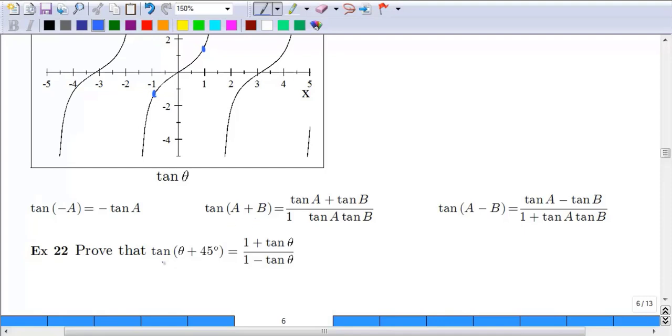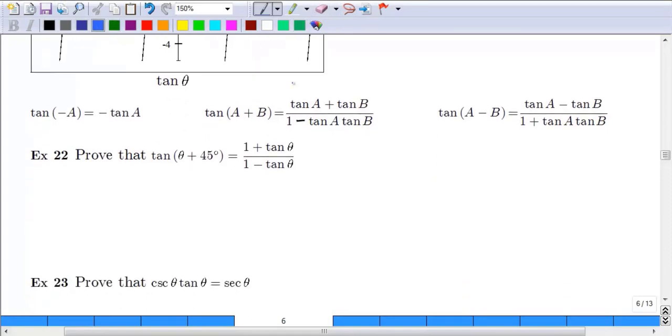The addition and subtraction formulas for tangent are as follows. Tangent of a plus b is tangent of a plus tangent of b over 1 minus tangent of a tangent of b, and tangent of a minus b is tangent of a minus tangent of b over 1 plus tangent of a tangent of b. So let's look at using those to prove some things and simplify some things.